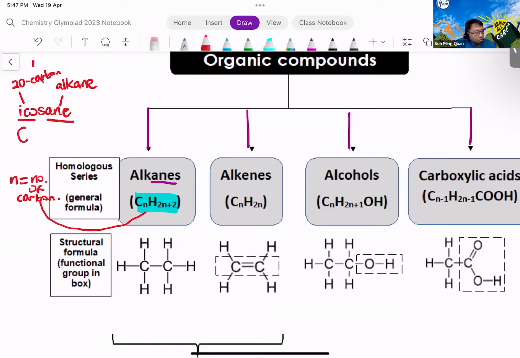So n is 20. So icosane is C20H(2n+2). So 2 times 20 plus 2, of course, is C20H42. So that's the formula for icosane. So to find the molecular formula, you sub in the value of n. And the value of n is the number of carbon. n equals 20 for icosane. So icosane is C20H42.